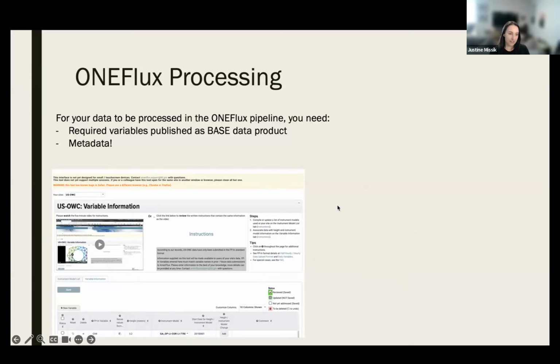So yeah, once you have all of that together and your data can be published through the pipeline, that's going to produce a data product that has a lot of additional value. So it will have different partitioning calculations and things like that. And then you can use those data products that are processed through OneFlux with the rest of the FLUXNET 2015 data set, and that will have gone through the same processing, so be comparable and everything like that.